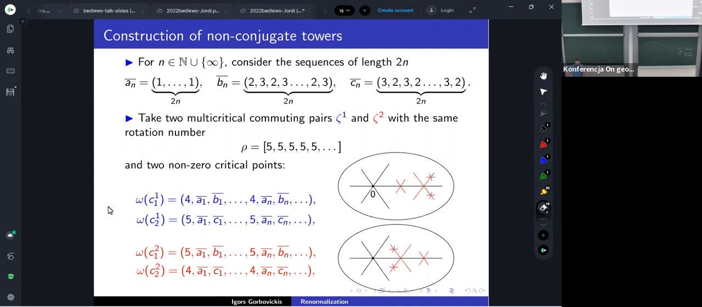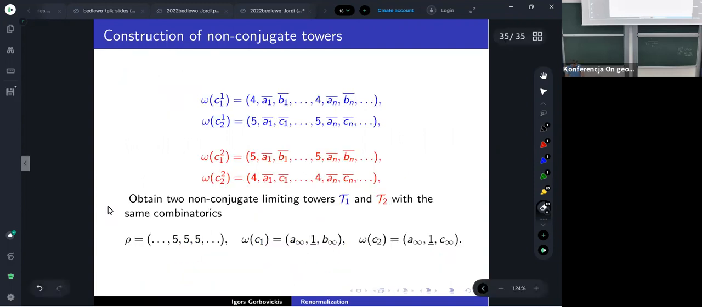This counterexample that we construct here is rather delicate, in the sense that if we look at the combinatorics of the two towers that are different, let's say here I fix the rotation number with all 5s, and then one critical point will consist of the sequence A infinity, which is just an infinite sequence of 1s. And another critical point will consist of A infinity 1 and something else. So it means that the histories of the two critical points are the same, which means that if we backwards renormalize, then these points go closer and closer to each other.